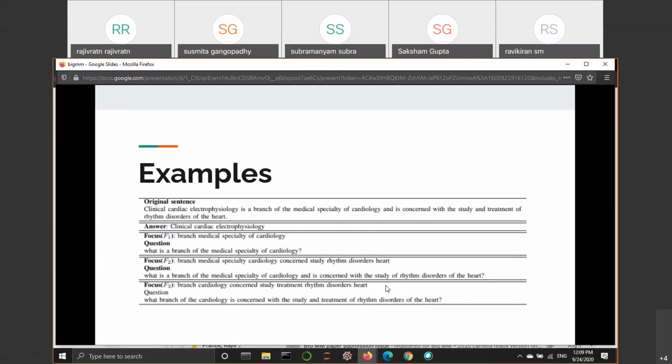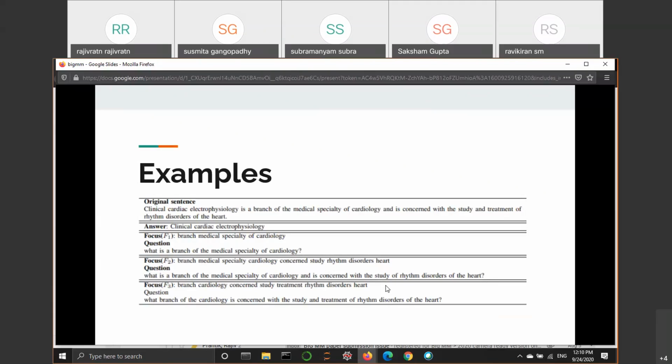So this is one of the examples of how we are trying to create diverse questions using our model. You can see this is the original sentence: clinical cardiac electrophysiology is a branch of medical specialty of cardiology, and the answer is clinical cardiac electrophysiology. So you can see three questions which are focused on the same answer, but the amount of information in them is very different, so they are diverse or rephrased differently. The first question is using only the information from the focus set F1 to create a question, which is logically correct and focused on the same answer.